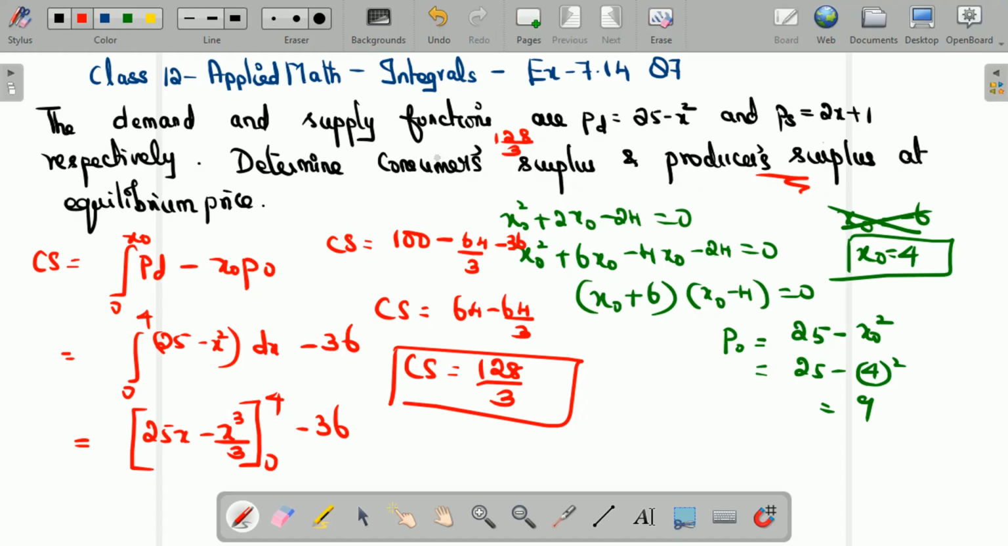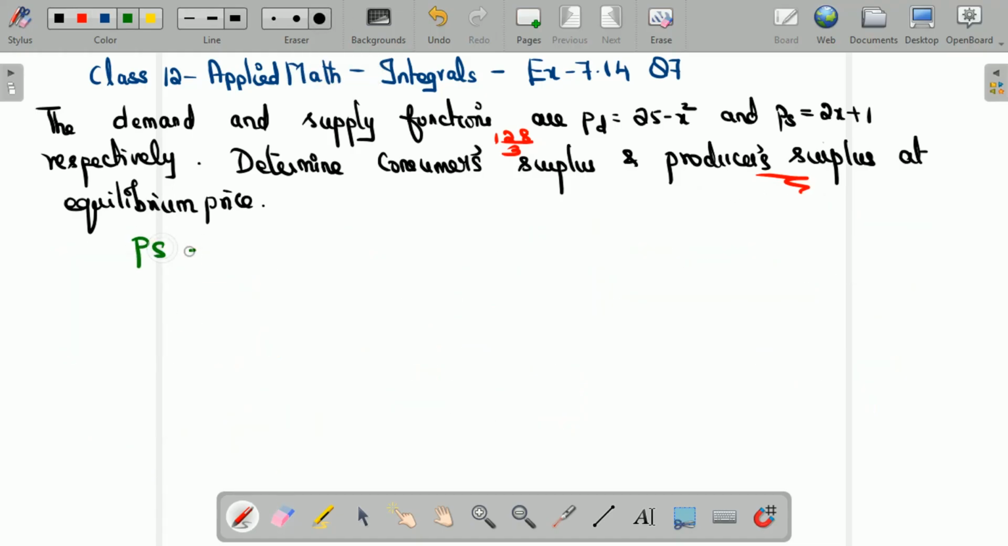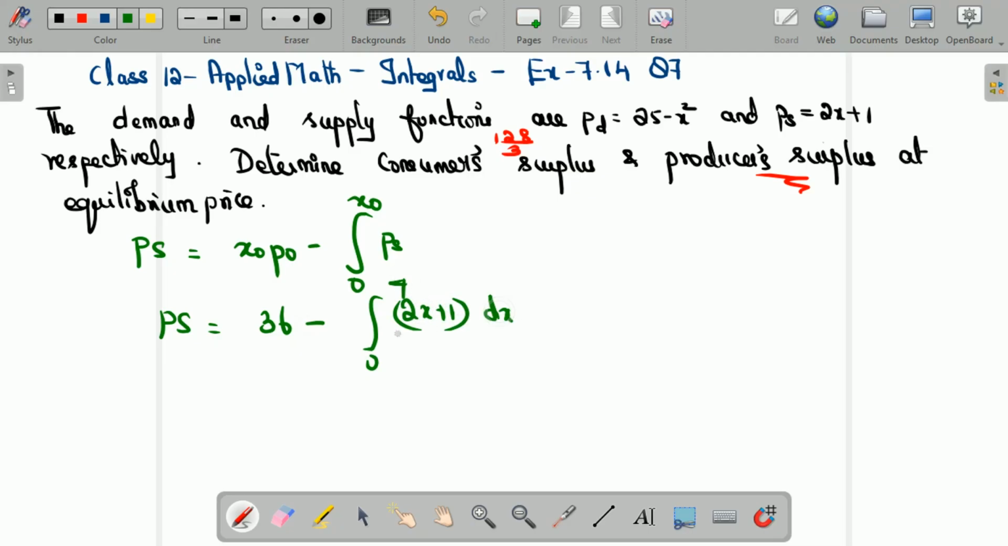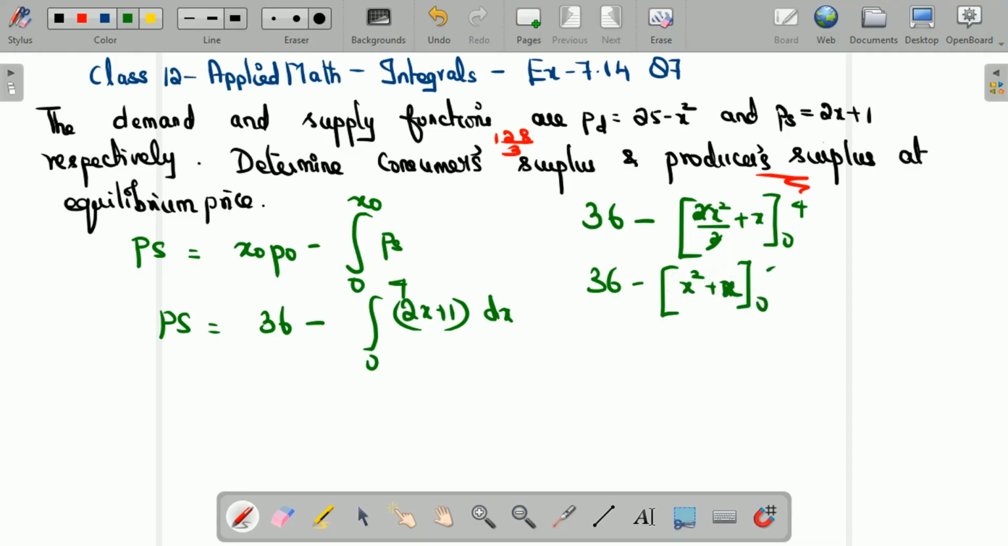Now let's move on to the producer's surplus. The producer's surplus is going to be equal to x₀P₀ minus the integral from 0 to x₀ of your PS function. So let's substitute. PS is going to be equal to x₀P₀, 9 4s are 36, minus the integral from 0 to 4 of this function, which is (2x + 1) dx. So this is going to be 36 minus the integral, which is 2x²/2 + x between the limits 0 to 4. So I can cancel out the 2. So 36 minus (x² + x) between the limits 0 to 4.